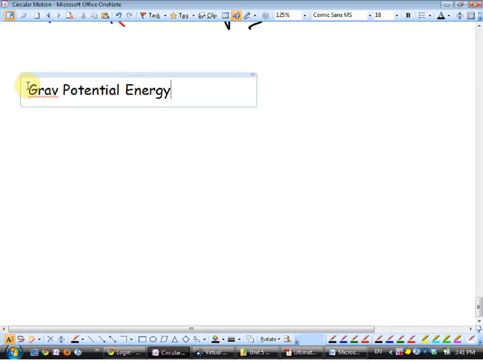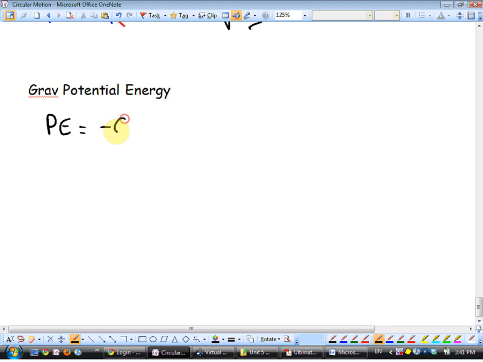I defined that, it is on your formula sheet. Why negative? Because we said that if you have potential energy, you want to fall. If you're out at infinity, do you want to fall? So how much potential energy do you have?